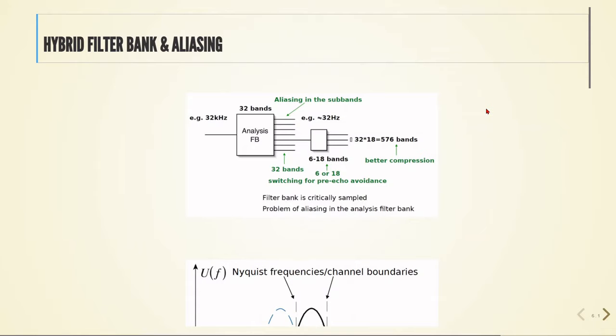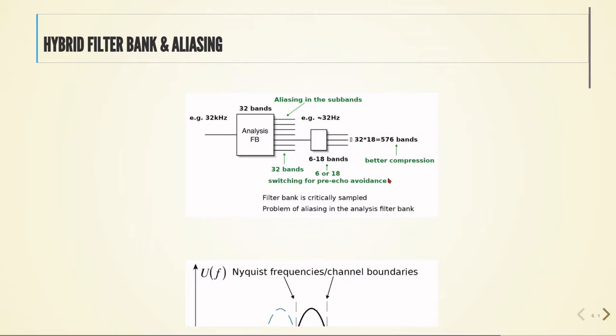A very important thing that we have in mind is that now we're dealing with a hybrid filter bank with cascaded filters. So we have a first stage with the PQMF of 32 subbands, and then we have the MDCT with 6 or 18 subbands, and with switching for pre-echo avoidance. So we need to understand that this has a certain impact on aliasing, and we will have aliasing in subbands coming from the first stage into the second stage, and we need to pay attention to the aliasing problem.